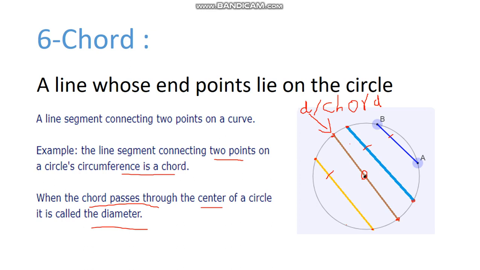So if I ask you a question, all chords are diameter, true or false? It is false. If I ask you, all diameters are chord, yes, because all diameters are passing through the center, joining the 2 endpoints on the circle, so they are chord. And all chords are not diameter because it may pass through the center or may not pass through the center. We are not sure about it, so we cannot say that all chords are diameter. Okay, but the chord passing through the center will be a diameter.